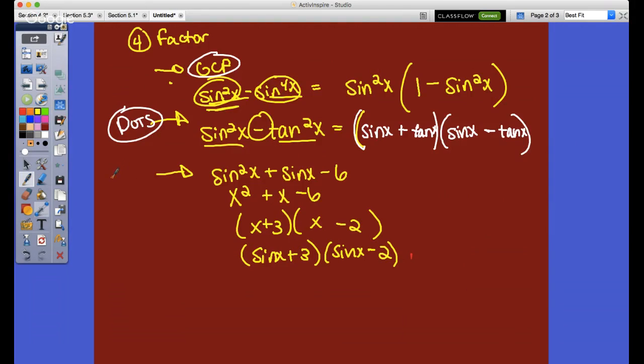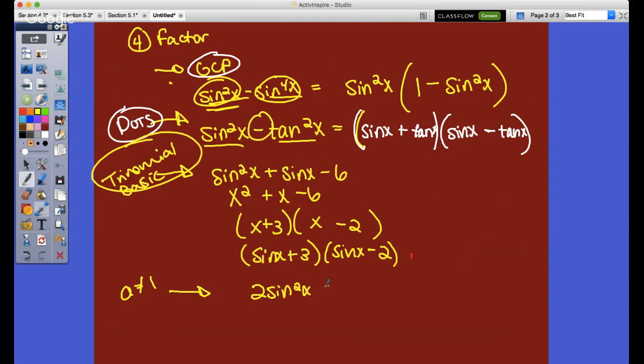This is like a trinomial, but it's just our basic version. I always call it basic because that's usually what you think of when you think of factoring. The last one is where a is not equal to 1. It's the same idea, except let's say we had 2 sine squared x plus 3 sine of x minus, trying to think of one that might be easy.